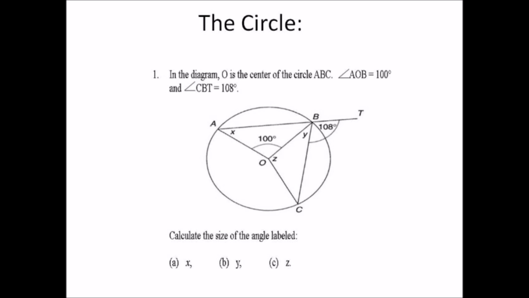Okay, use the numbers they have on the diagram. We have 100 in one of those triangles, and then you have 108 on the outside by that line. So use those numbers to help you find what they're asking you for, guys. Let's go.